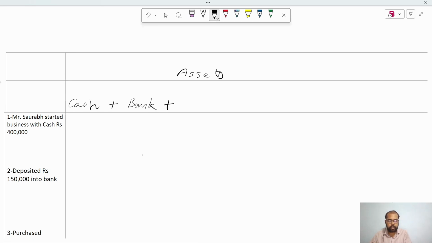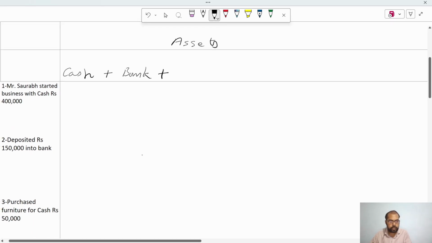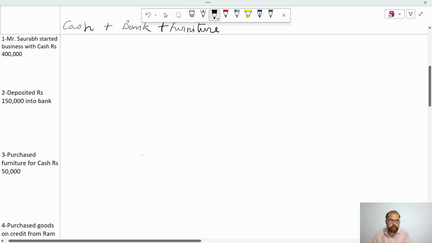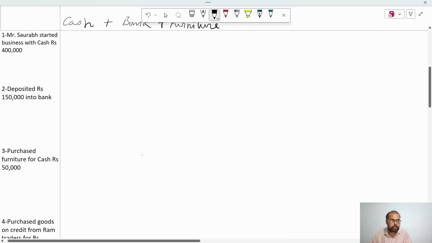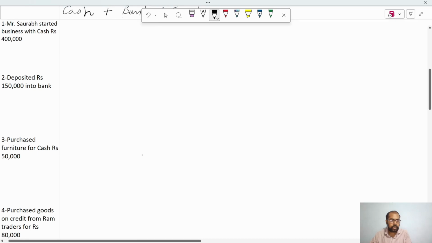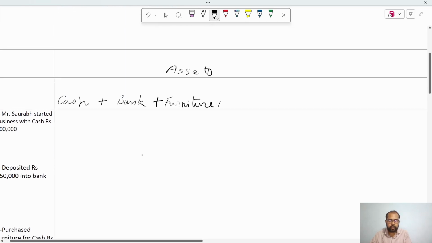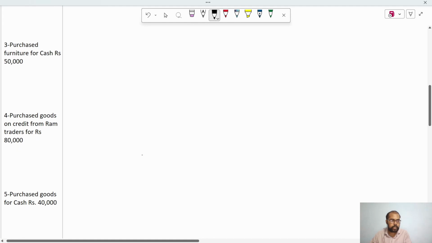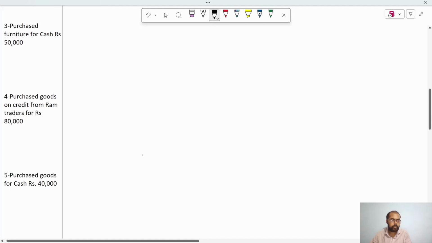First of all, we shall list down all the assets and then we will proceed with solving the question. Now let's see what the third asset is. The third asset is furniture, as you can see: purchased furniture for cash rupees 50,000. Now see what the next asset is. Purchased goods on credit from Ram Traders. So goods, or you can say stock, is another asset. Goods were purchased for cash in the fifth transaction also, and we have already written cash and goods.